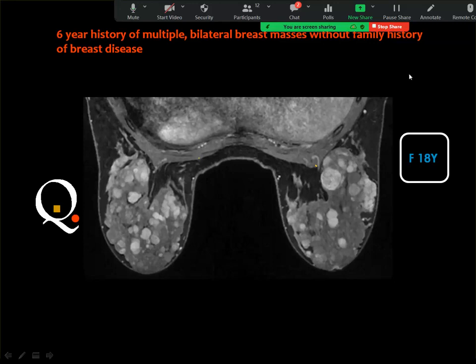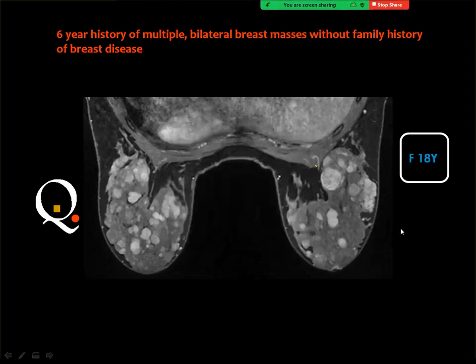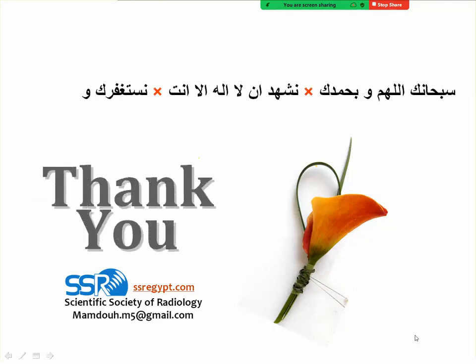Next case is an MR mammogram of a female patient, 18 years old, with a 6-year history of multiple bilateral breast masses without any family history of breast disease. Yes, the answer is right. This is multiple fibroadenomas in the breast. It is a little bit strange, as you may get one or two fibroadenomas in each breast, but here you got too many fibroadenomas in the breast, showing homogeneous enhancement and well delineated outline. Thank you very much.